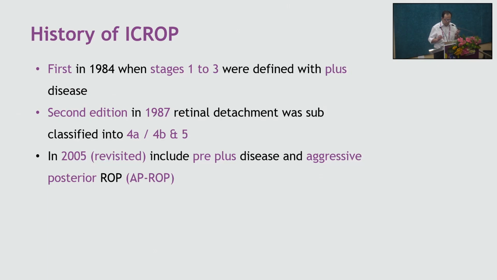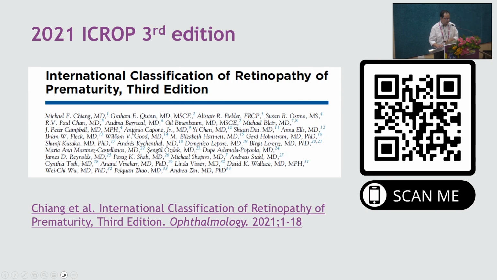So thank you very much for this invitation. I'll be talking on what is new in the new ICROP classification. Before going to that, just a quick recap of the history: it was first published in 1984, where stages 1, 2, 3 were given with plus disease. The second edition came in 87, when the detachment was subclassified into 4A, 4B, and 5. In 2005, it was revisited again, where the terms pre-plus and aggressive posterior ROP were introduced. Then in 2021, the ICROP 3 classification.